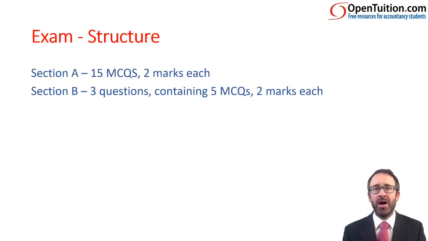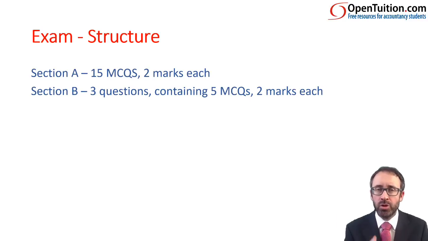Section B is sort of a continuation of the multiple choice questions. You've got 3 questions, each one with 5 multiple choice questions within. Continuing the theme, each one is still worth 2 marks, i.e. each multiple choice question. So for each question overall, there's 10 marks available. Each of those overall questions tend to focus on an area of the syllabus.